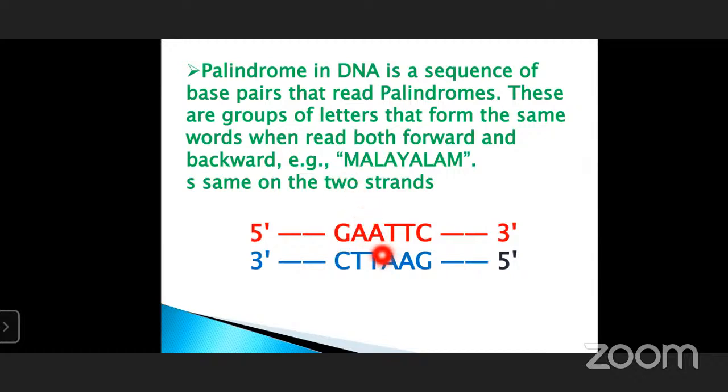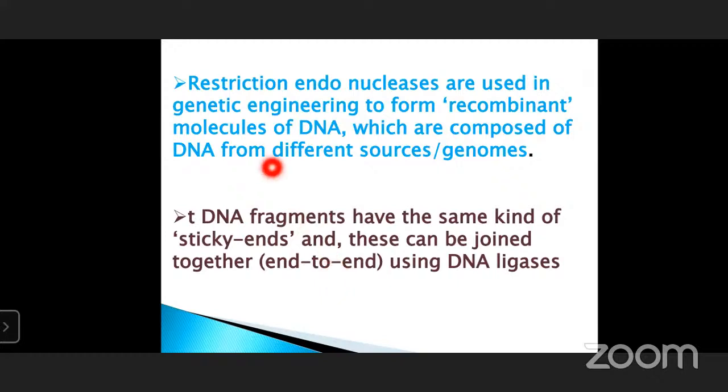Restriction endonucleases can always cut the DNA at this palindromic site. This palindromic sequence also differs from one restriction enzyme to another restriction enzyme. Restriction endonucleases are used in genetic engineering or recombinant DNA technology to form recombinant molecules of DNA, which are composed of DNA from two different sources or genomes.